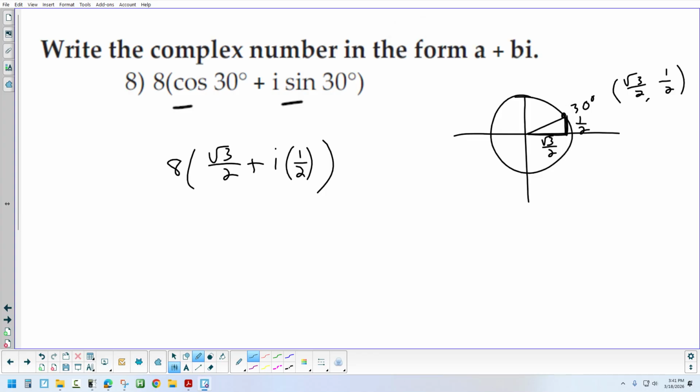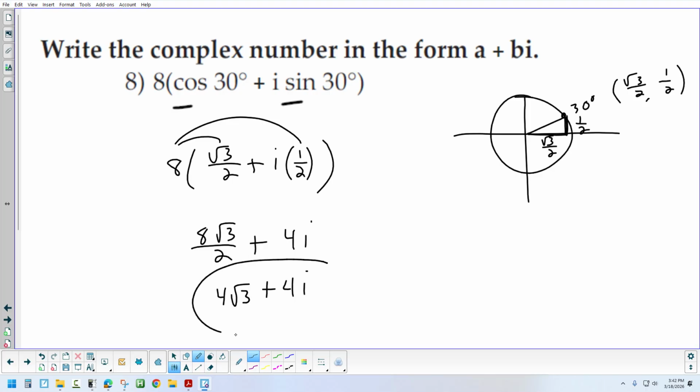So, all right, now we're going to distribute out the 8. So that's going to be 8 root 3 over 2 plus 8 times 1/2 is 4. And 2 goes into 8 how many times? 4. So the exact answer is 4 root 3 plus 4i. That is the standard form of number 8.